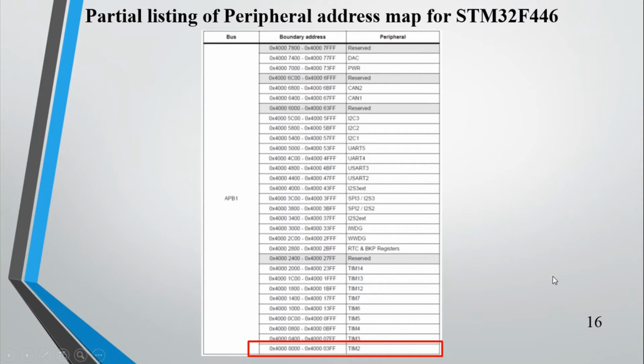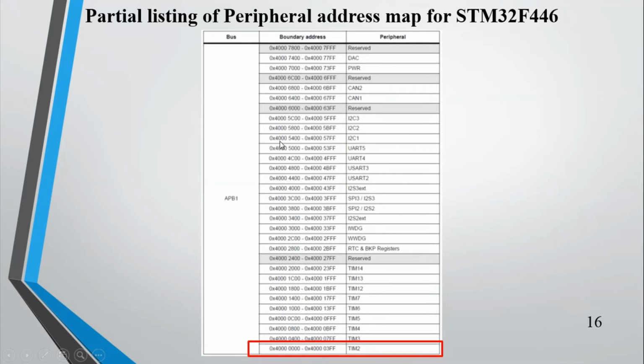This is the address mapping of STM32. You can see that each of the devices has corresponding address ranges. Why? Because for configuring each peripheral, you have a set of registers to be configured, and each register has a corresponding address. For example, if you want to configure USART2, we need to configure a certain set of registers. Those registers are mapped onto this address location, starting from 440 to 47FF, like that.